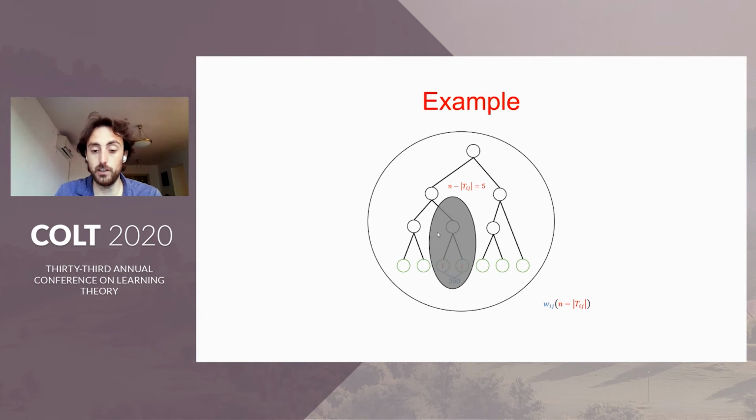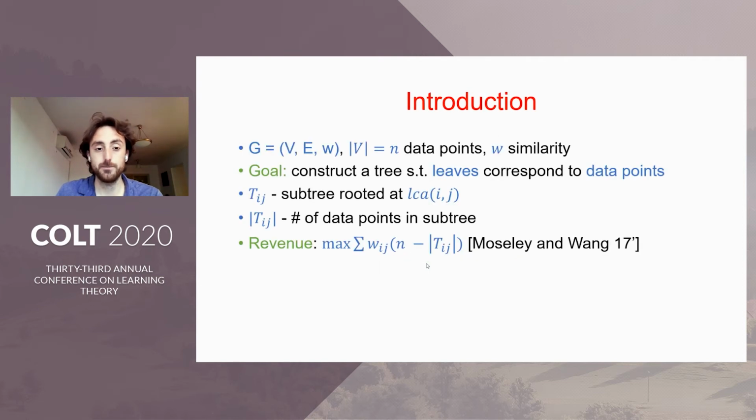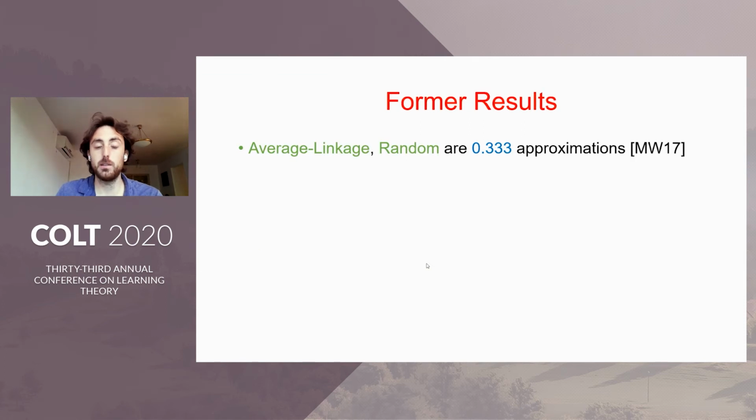So given ij, we'd like to minimize the size of the subtree that contains it. Instead of minimization, we were looking at the maximization variant, which is to maximize the number of leaves outside. And then the revenue is defined as the sum over all pairs i and j. All right, so a little bit about former results.